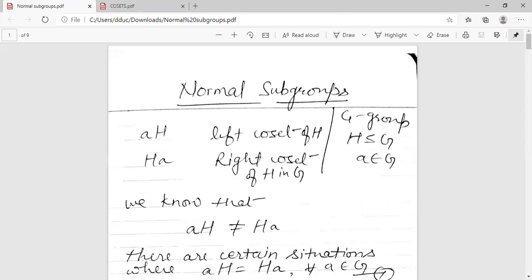So in the next video, I will be giving you some more examples of normal subgroups, and how to prove that a particular subgroup is a normal subgroup or not. Those examples I will explain in the next lecture.